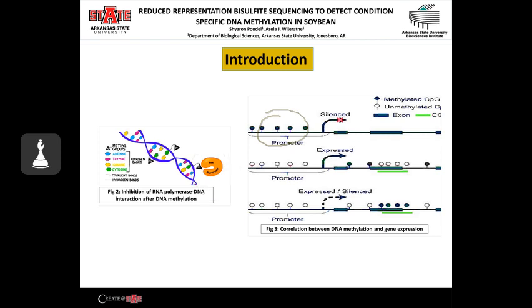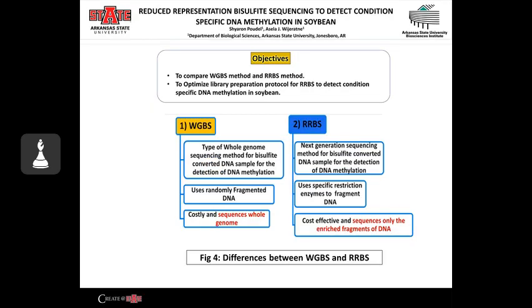So the study of the methylome profile of a plant gives us an insight to elevate stress tolerance and increase crop productivity even during adverse conditions. In our research, one of our objectives is to compare whole genome bisulfite sequencing, which is our conventional method for methylome profiling, with reduced representation bisulfite sequencing, which is a novel method for methylome profiling.